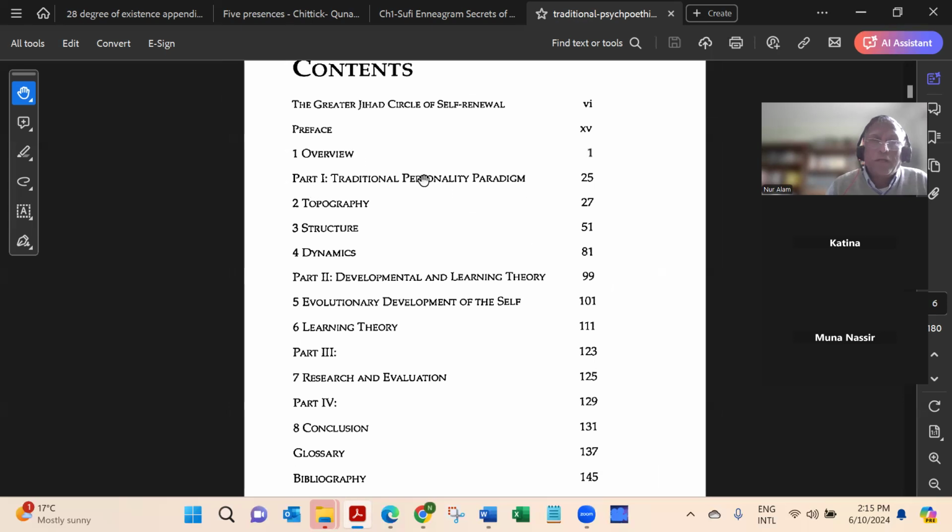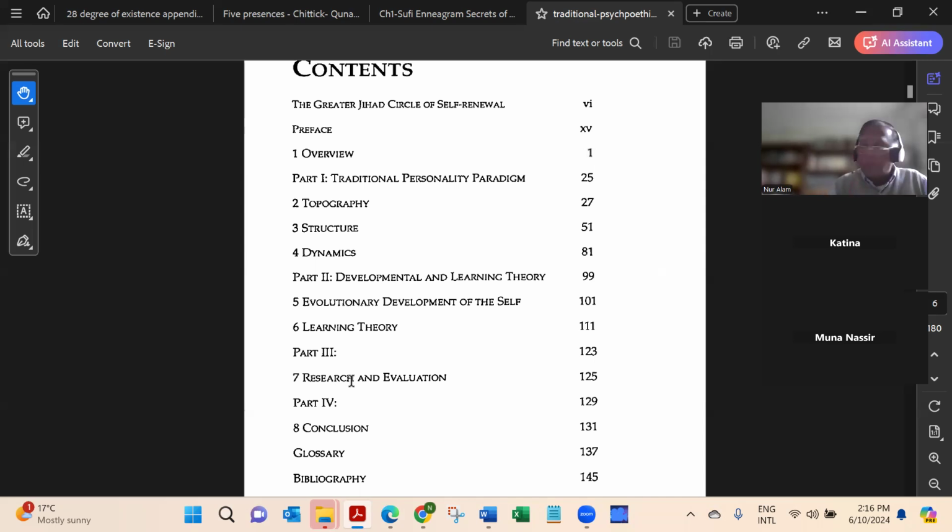Then it has the personality paradigm, which is divided into 3: structure, topography, and dynamics, and how the personality paradigm fits into this kind of structure. And then she has a theory called developmental learning theory, and how the evolution and development of the self happens. She'll give us some lessons, and then we will do our own research about our own self, and then we'll evaluate, and based on that we will apply.